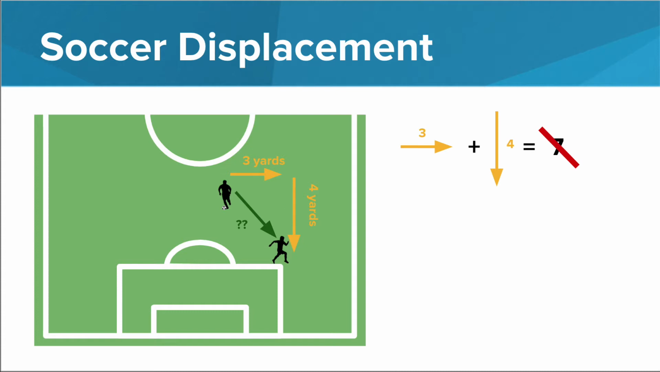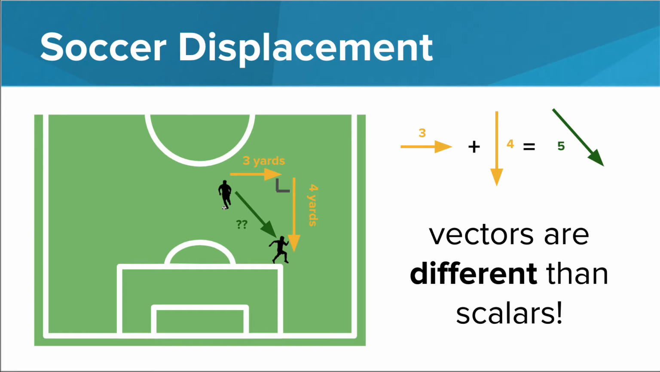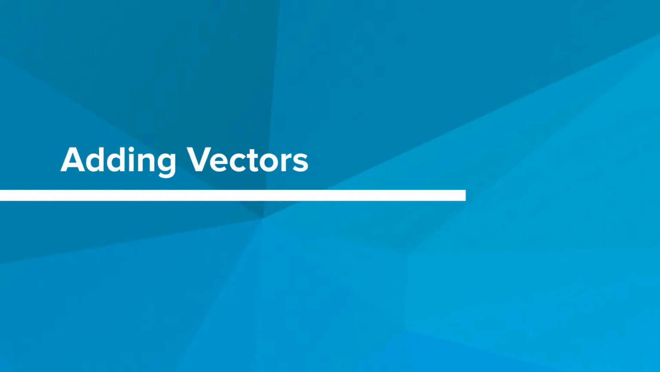They are much closer than 7 yards, so we can't add, subtract, multiply, divide vectors like we could just normal scalar numbers. In fact, in this situation, we have a right triangle and can use the Pythagorean theorem with the two vectors to determine the magnitude of the final displacement, which was 5 yards. The take-home point is that vectors are different than scalars, and we have to use different techniques to add, subtract, multiply, or divide them. So let's start with adding vectors.